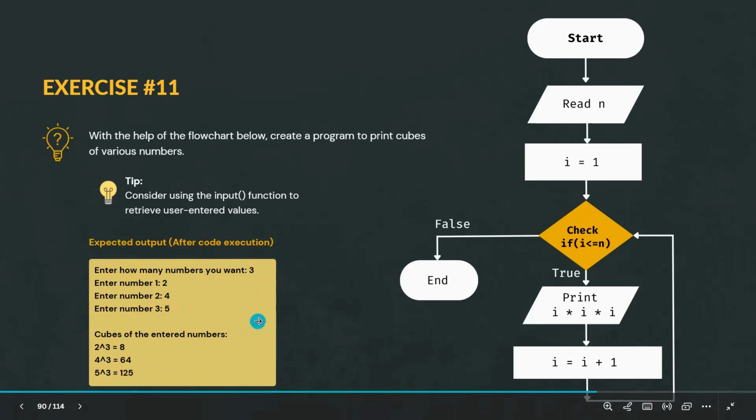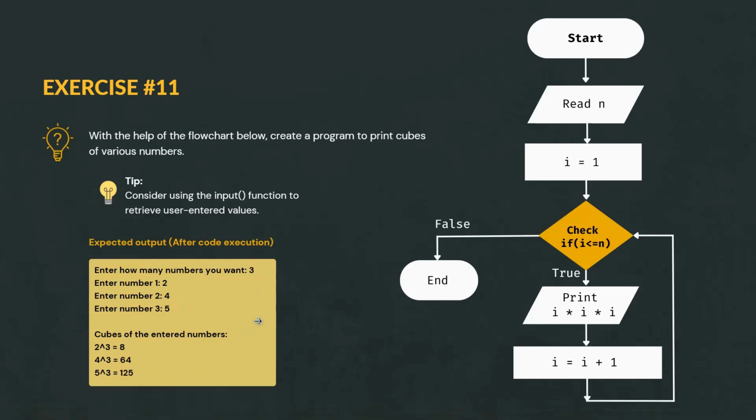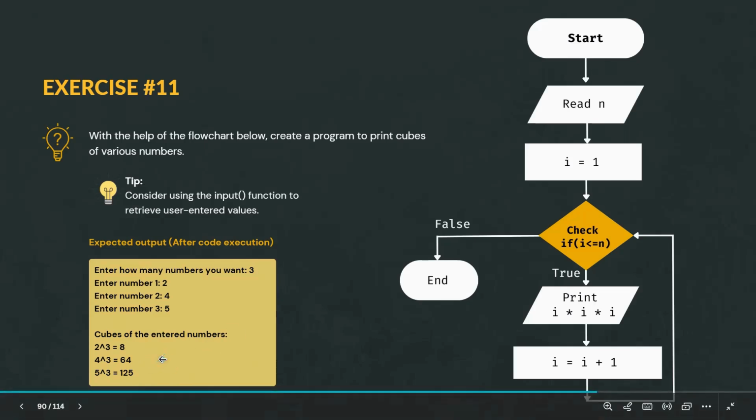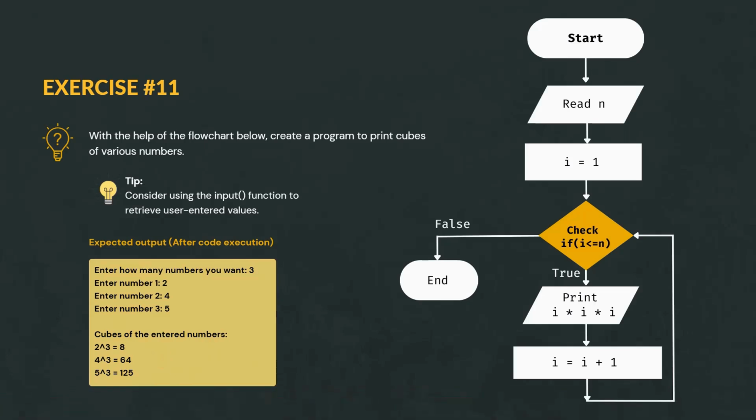2 into 2 into 2 is 8. 2 into 2, 4. 4 into 2, 8. And similarly 4 cube, 4 into 4, 16. 16 into 4, 64. So that is nothing but 4 cube. Pretty cool, right? Now let's see how to write a Python program that does this automatically for us.